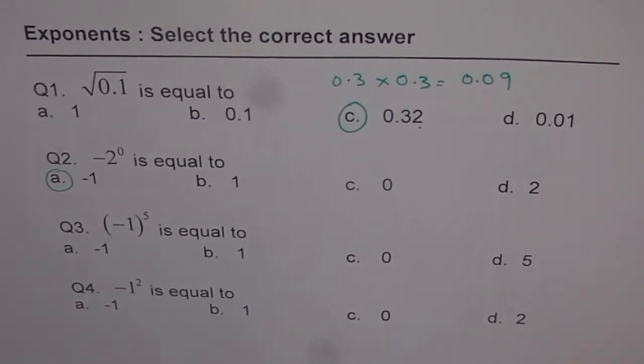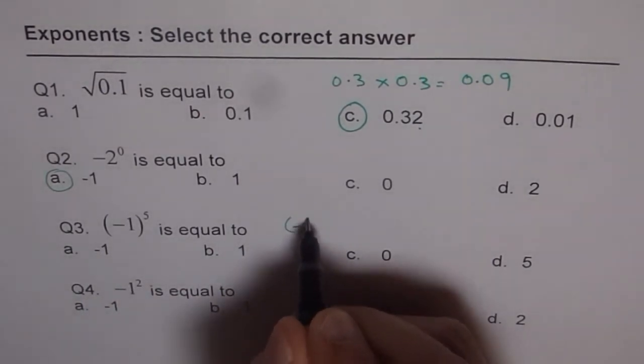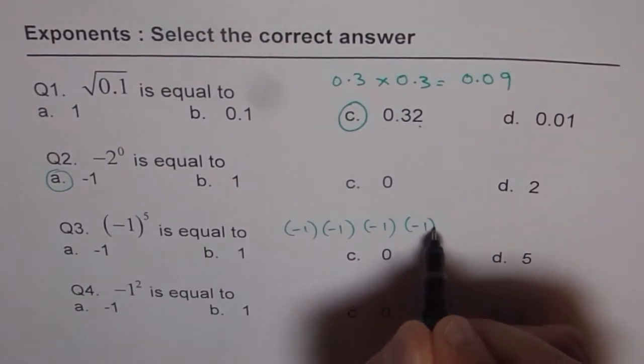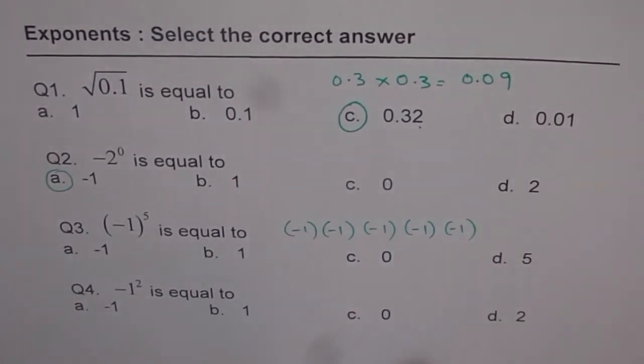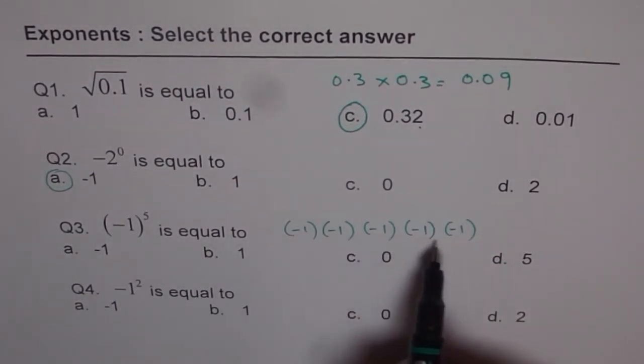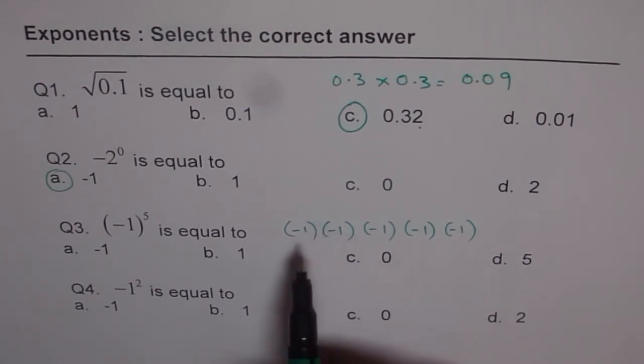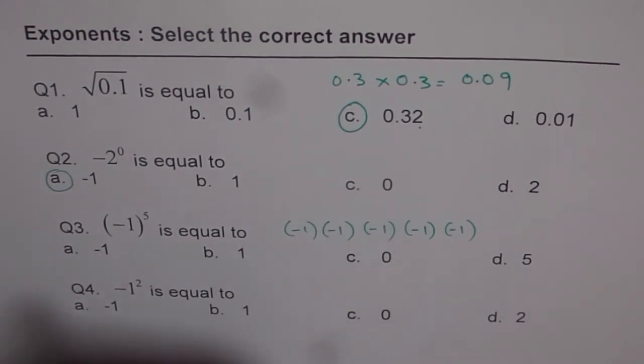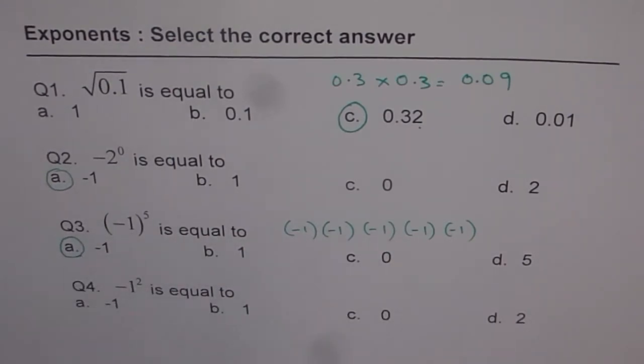Question number 3, minus 1 to the power of 5. So that means minus 1 is being multiplied by itself 5 times. That basically means minus 1 times minus 1 times minus 1 times minus 1 times minus 1. So 1 times 1 times 1 times 1 is 1, of course. And how about negatives? 1, 2, 3, 4, 5, they are an odd number of negatives. So the answer should be minus 1, correct?